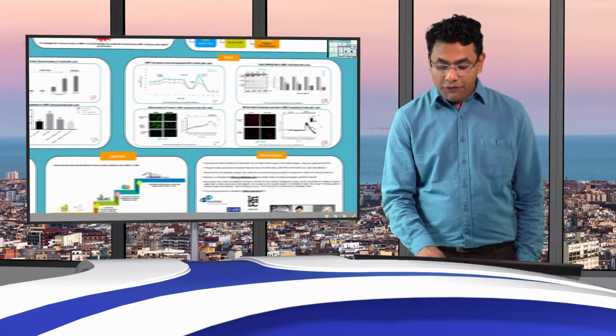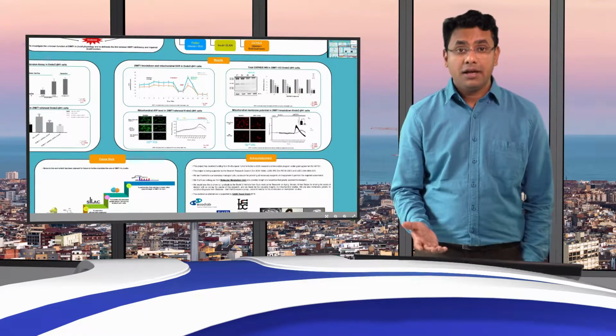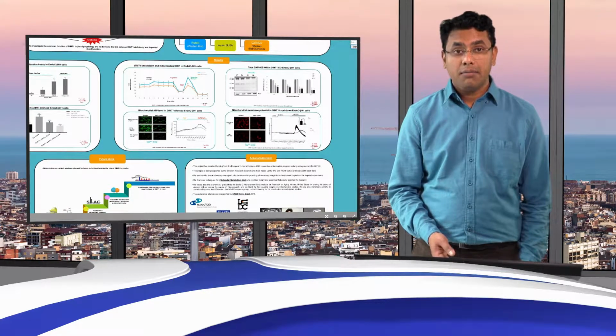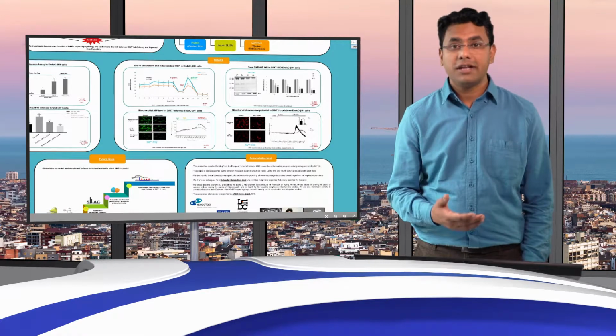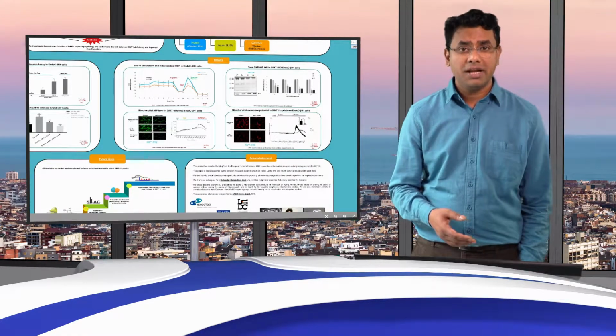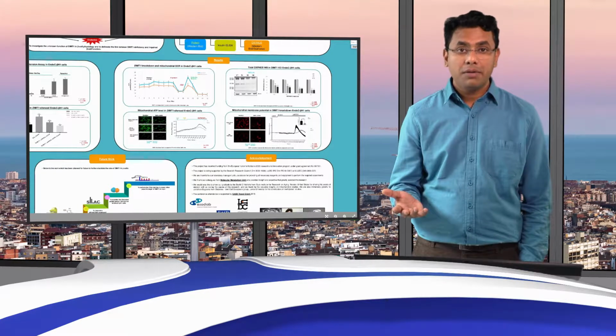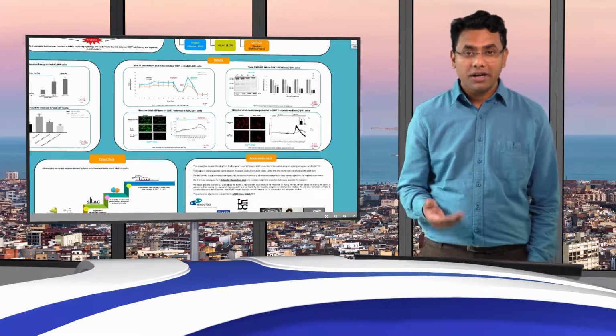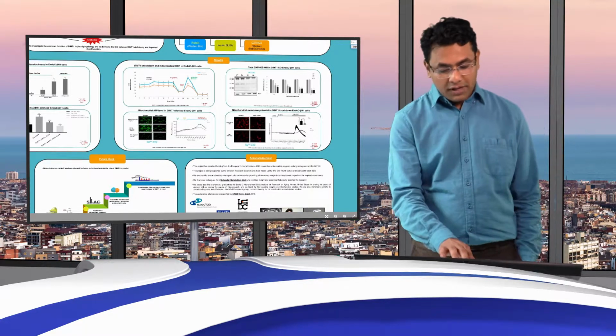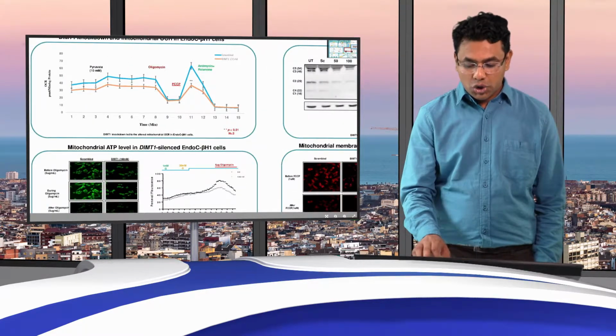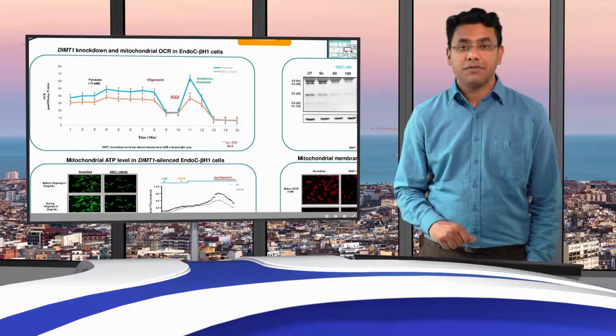Now we moved further, and we wanted to check the role of DIMT1 in the mitochondrial function, because as you know, the mitochondria is very important for the insulin secretion in the beta cell. So we thought, what would happen to the mitochondrial function if we knock down DIMT1 from the cells. For that, we chose 4 critical parameters of the mitochondrial function.